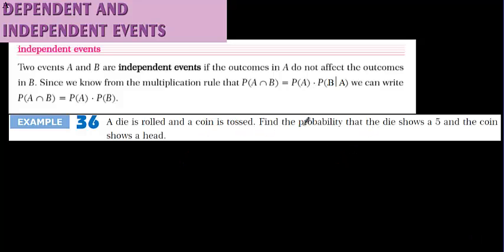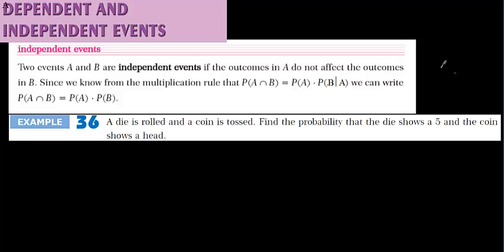Okay, in this video we are going to study dependent and independent events. Here is the definition of an independent event, so we will understand what a dependent event is. If there are two events, A and B, and their results do not affect each other, A is not affecting B and B is not affecting A, then these events are called independent events. But if the results are affecting each other, then these are called dependent events.